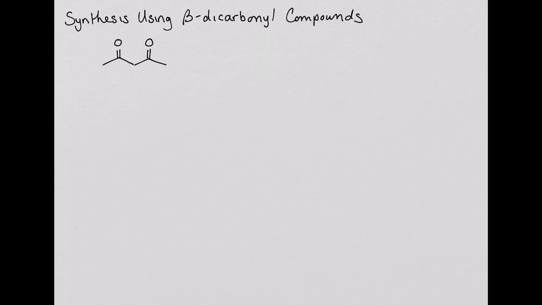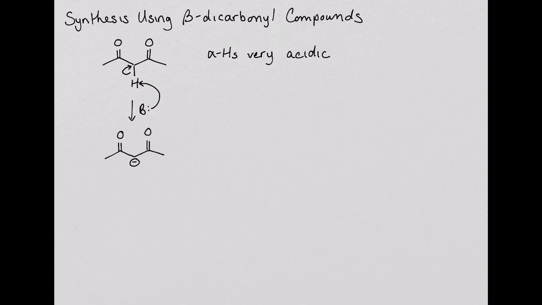Beta-dicarbonyl compounds have their own special chemistry due to the fact that the alpha protons between the two carbonyls are extremely acidic. This is due to the resonance stabilization of the conjugate base. If we deprotonate at the alpha position, we create an enolate that has several resonance contributors. Because this conjugate base is so stabilized, the conjugate acid, the beta-dicarbonyl, is very acidic.